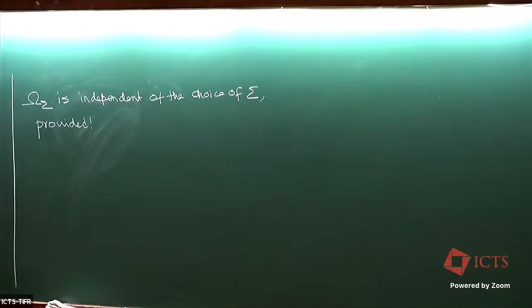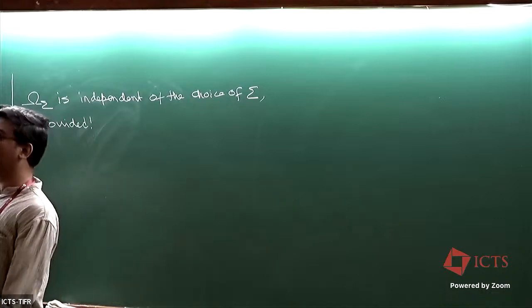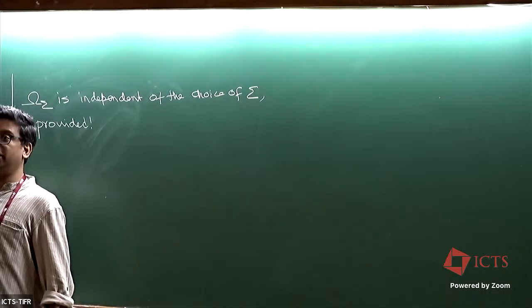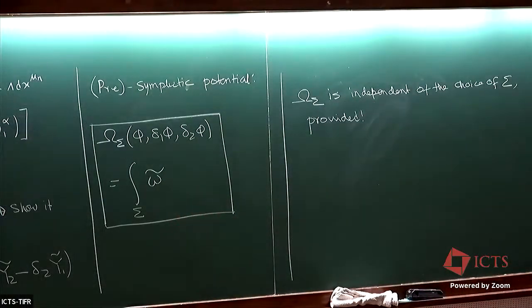So let me write down what the conditions are. Because if it is ultimately related to Hamiltonian evolution, I want it to be independent of the surface on which I am integrating. Otherwise, things will be weird. Okay, so let's see.